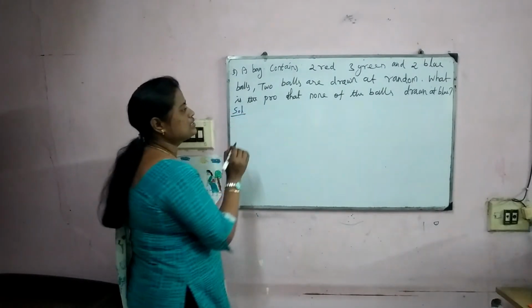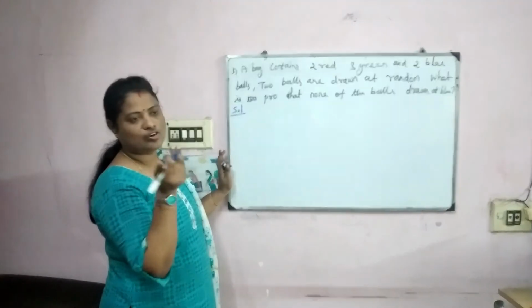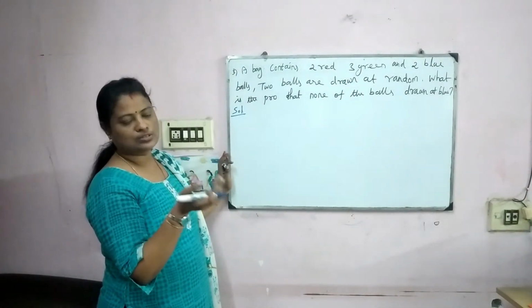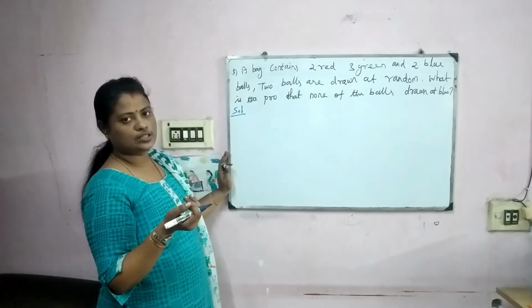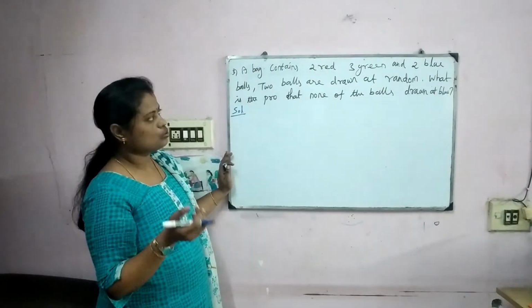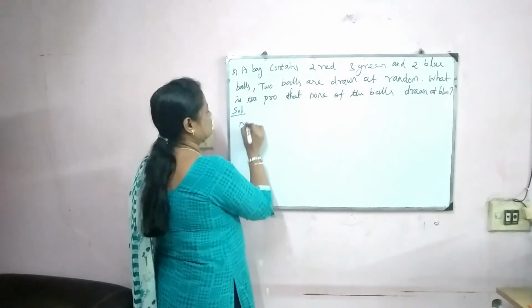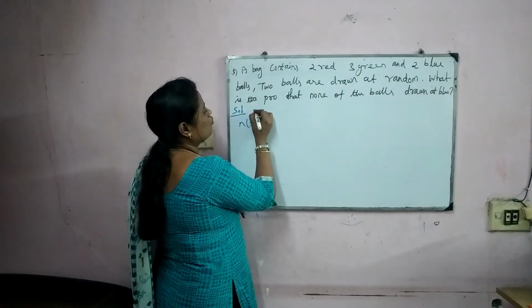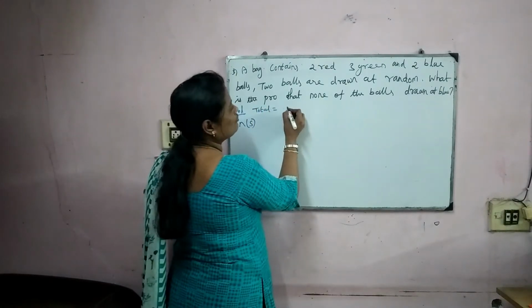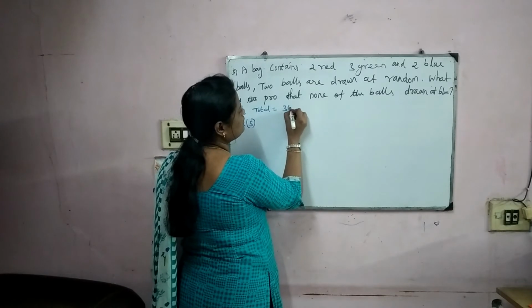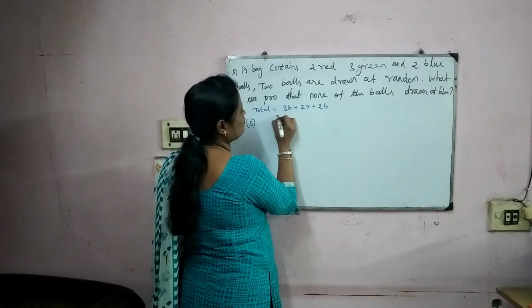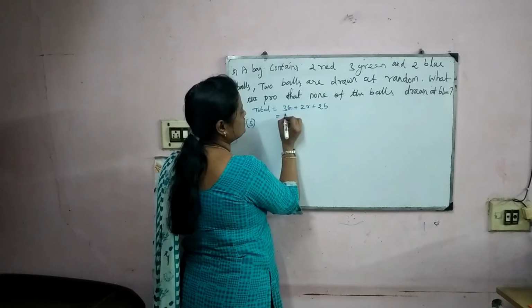We know probability means P of A is equal to N of A divided by N of S. N of A is the favorable number of outcomes and N of S is the total number of outcomes. First we have to identify the total number of outcomes, N of S. So before that, what is our total number of balls? We have been given 3 green plus 2 red plus 2 blue, so the total will be 3 plus 2 plus 2, 7.